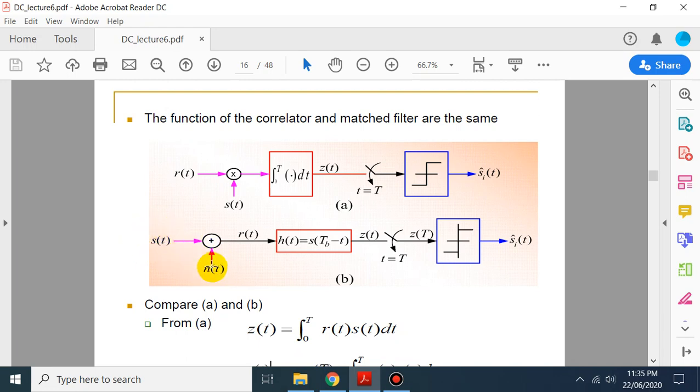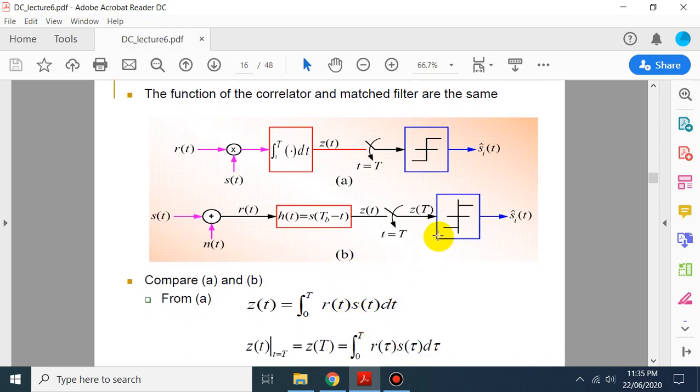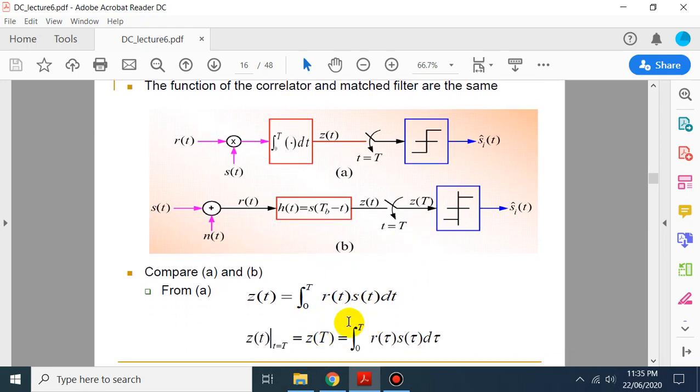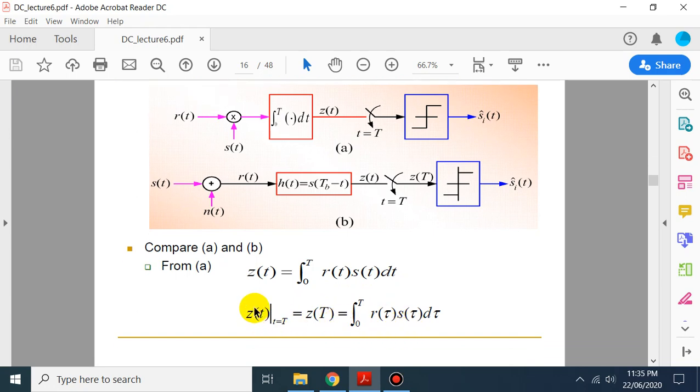We are going to have an n of t here, so we have r of t here, and we are going to compare both of them together, a and b. This one is the function of the correlator and matched filter. This one is from the approximated, you can say, calculations, and this one is our original thing that we are going to face in our practical scenario. So comparing both of them, we are going to get z of T, which will be equal to this value here.